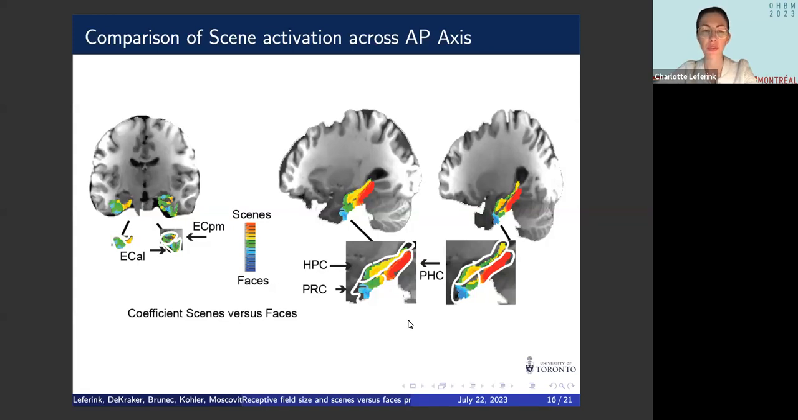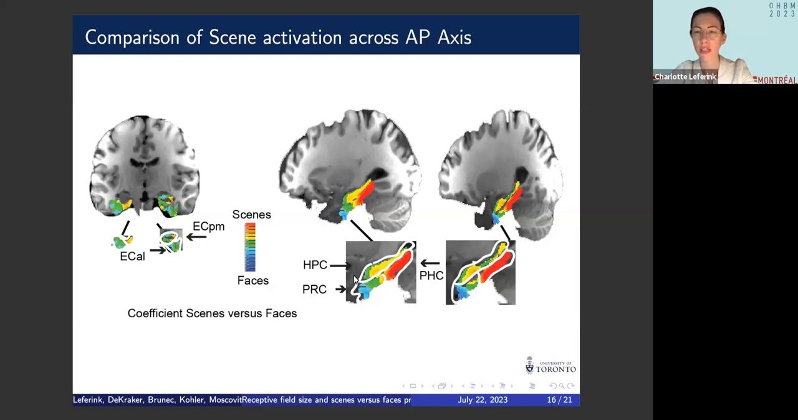So the activation for scenes is shown in the red color here, especially in the parahippocampal cortex, which is shown bilaterally. So the right hemisphere on the right, left on the left here in this image. And we see that there's an increase or a gradient within the hippocampus, more evident within the right hemisphere, going from less scene activation to greater scene activation along the anterior-posterior gradient. And we also note that in the perirhinal cortex, there is greater face activation than scene activation.